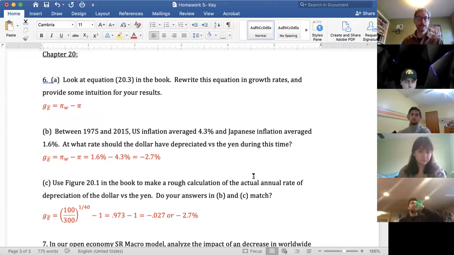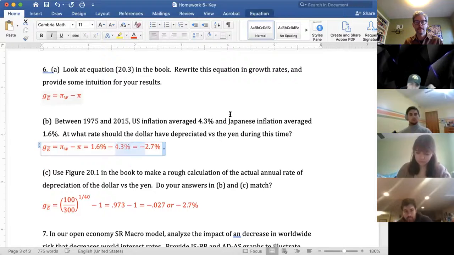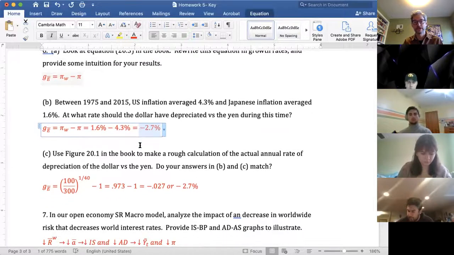Okay, question number 6. Look at equation 2.3 in the book. Write this equation in growth rates. This is just the growth rate of the exchange rate, or the percent change in the exchange rate, is equal to the inflation rate in the foreign country minus the inflation rate in the US. And so between 1975 and 2015, if inflation in the US was 4.3% and inflation in Japan was 1.6%, what rate should the dollar have depreciated? At about 2.7%. It should have depreciated at 2.7% a year.